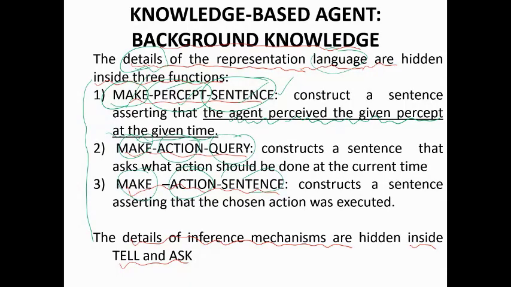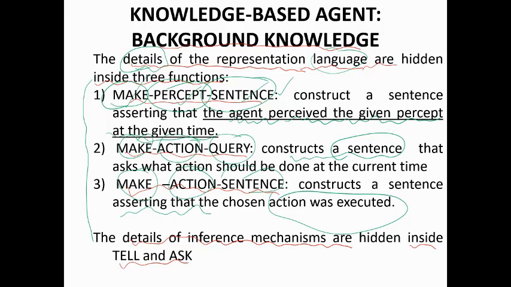Here the agent constructs a sentence that asks what action should be done at the present time. And the third one is make action sentence. The agent constructs a sentence asserting that the chosen action was executed. So this is the third one.